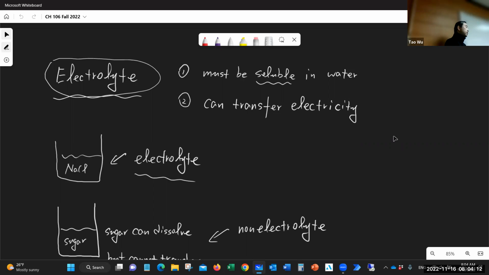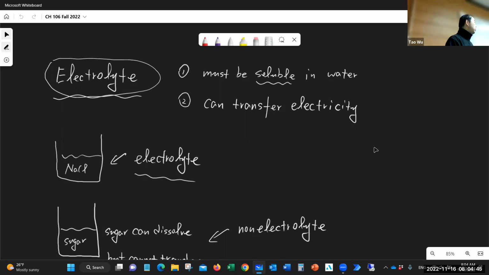So electrolytes, first of all, have to have the following two properties. First of all, they must be able to dissolve in water. They have to be soluble in water. Secondly, they can conduct electricity.